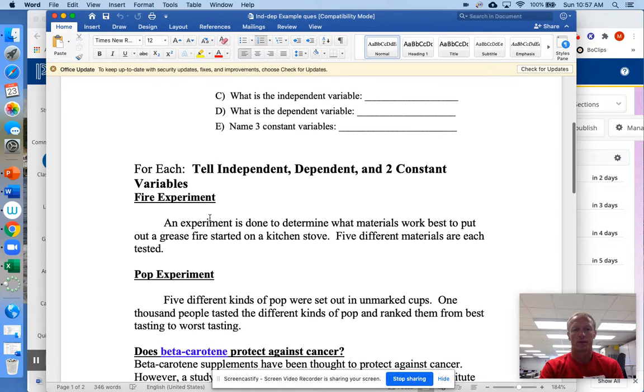One more. An experiment done to determine what materials work best to put out a grease fire on a kitchen stove. 5 different materials are each tested. So I just want to know, what is your independent and dependent? Your independent would be your different types of materials, the things you are changing. So you got some flour, some sugar, some water, some ammonium phosphate, whatever else you're using. So that's your independent variable, the things you are changing. And the thing dependent on that is how well the fire goes out. So your dependent variable would be how well the fire goes out with each material.